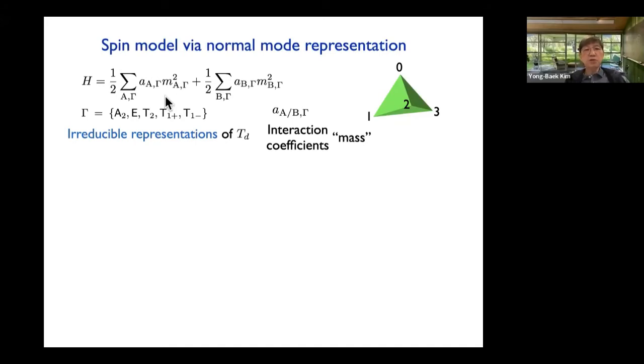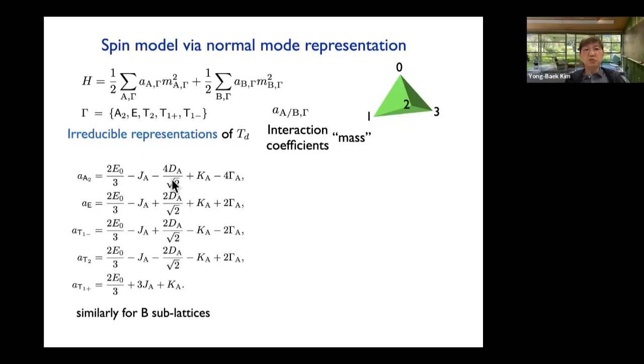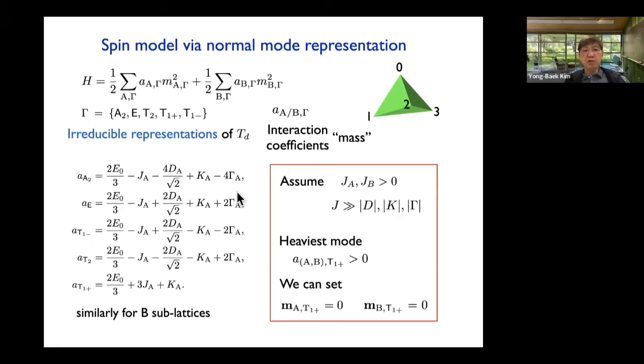Okay. So if you do so, then you can represent the entire Hamiltonian this way, and then you can identify all these coefficients in terms of the parameters of the very general model that I wrote down. You can think of this coefficient as a mass term or interaction coefficient. This really just represents the energy cost to excite this particular normal mode. So this representation turns out to be very useful. And again, I'm going to assume that the Heisenberg interaction dominates.